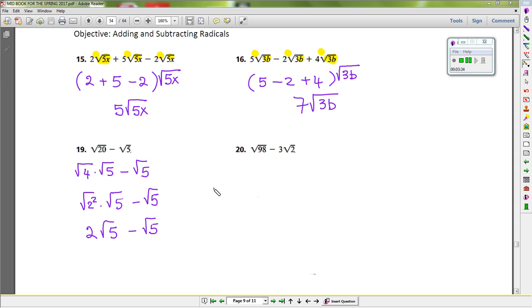Now you can compare the two radical terms. They are like radicals because they have the same radicand and also the same index, the root right here, too. So we can go ahead and subtract. Put the like radical outside, and inside put the coefficients. So 2 minus 1 is 1, so it's 1 square root of 5, or I just say the square root of 5.